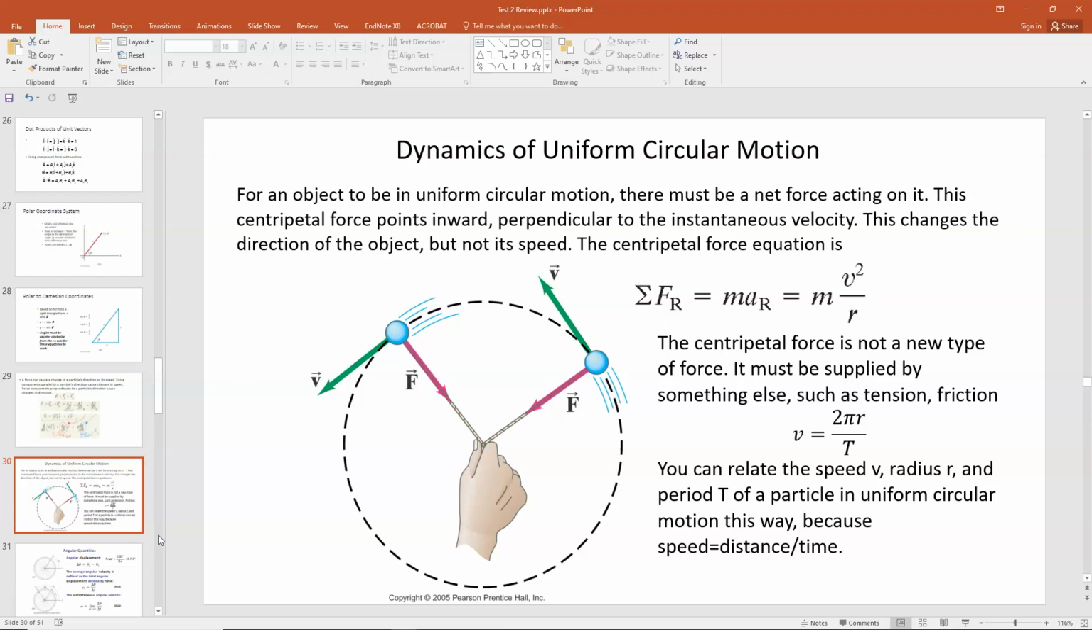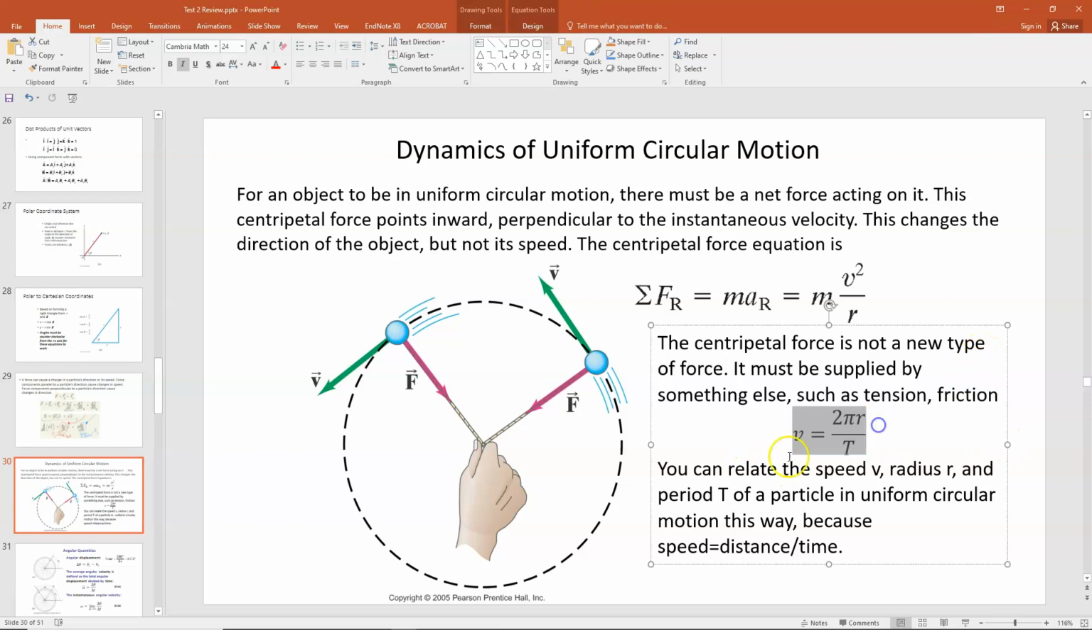And we say that this centripetal force is mv squared over r. And as you can see here via the red arrow, it always points radially inward towards the center of the circle. Okay? Now remember that the centripetal force is not a force in and of itself. It must be supplied by something else. In this picture, the centripetal force is being supplied by the tension in the string that's holding that ball in the circle. Okay? If it's a car going around a curve, it'll be the friction between the tires and the road, and so on and so forth.